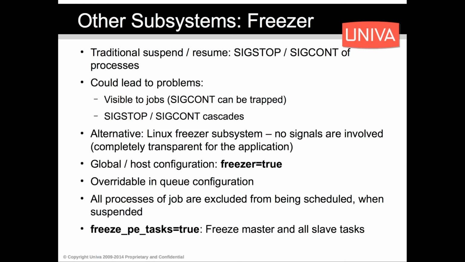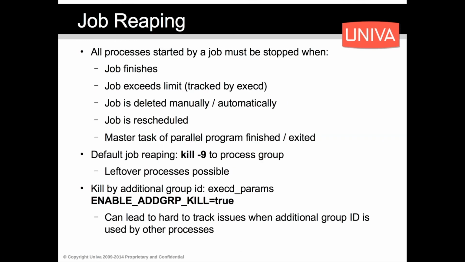All processes of a job are excluded from being scheduled when suspended, and they are frozen by the freezer subsystem. You can influence the behavior for parallel jobs with the freeze PE tasks setting. You can freeze the master task if it is set to false, and if you want to freeze all master and slave tasks of a parallel job, then you can set freeze PE tasks equals true.